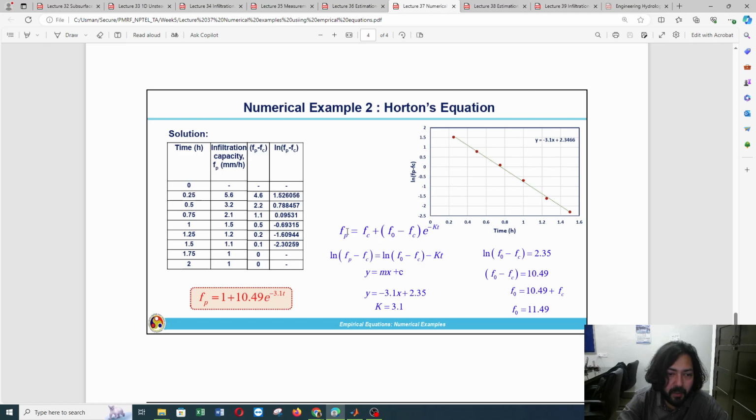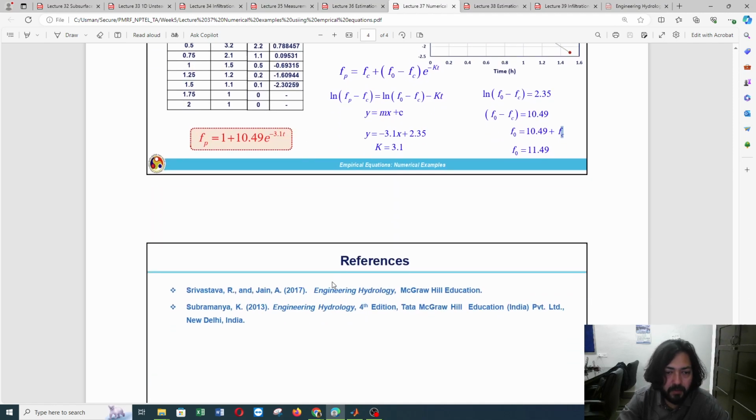So this is the standard equation. We got the value of fc, right? f0 minus fc was 10.49. We know the constant value is 1. So f0 is 11.49, minus 1 gives us 10.49. And e to the power of k, so the value of k is 3.1 here, so minus 3.1 times t. So this is the final Horton's equation that is derived from this.